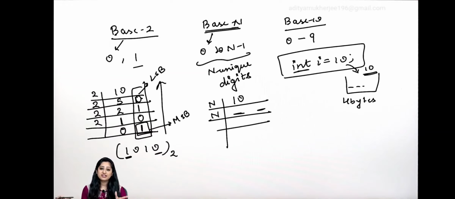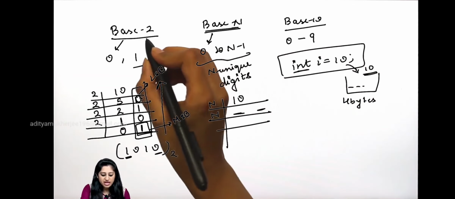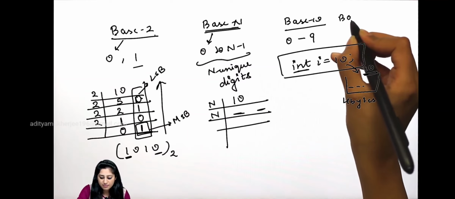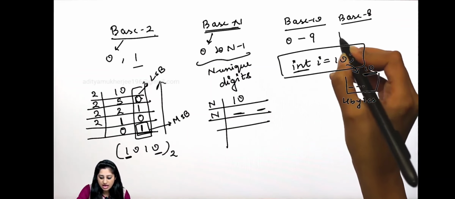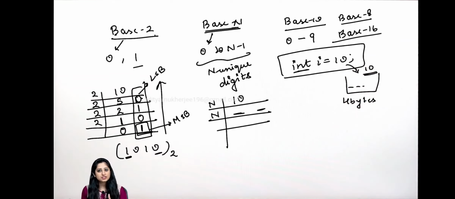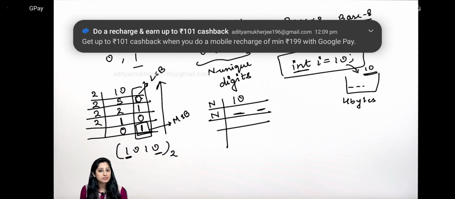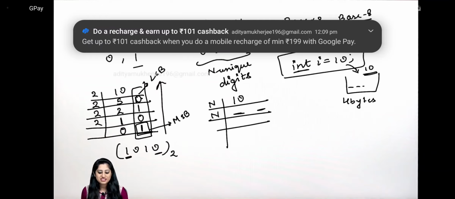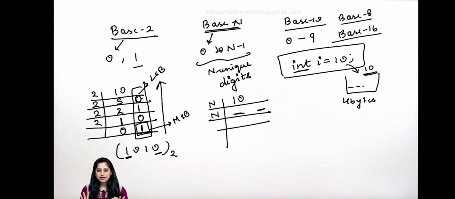So this is a general conversion formula. And other common bases that we generally use: we have base 2 for binary, base 10 for decimal. Similarly, we have base 8 for octal and base 16 for hexadecimal. So these are other common bases that are there. If you want to convert from decimal to octal, or decimal to hexadecimal, you can follow this conversion process. This is pretty easy. So I hope this is clear.